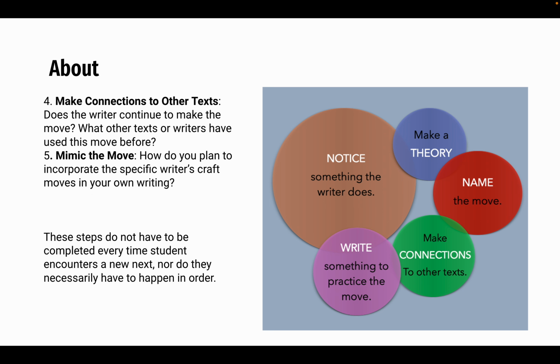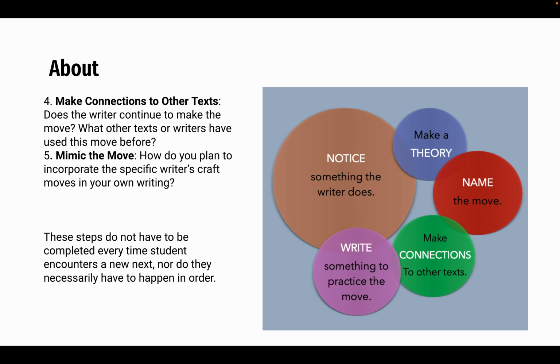Fourth, they'll make connections to other texts and within that same text. So does the writer continue to make that move, and what other texts or writers have used this move before? That's where we get into that genre study and author bio study that is also within the mentor text framework. Fifth, mimic the move. How do you as a writer and a student plan to incorporate this very same move in your own writing?